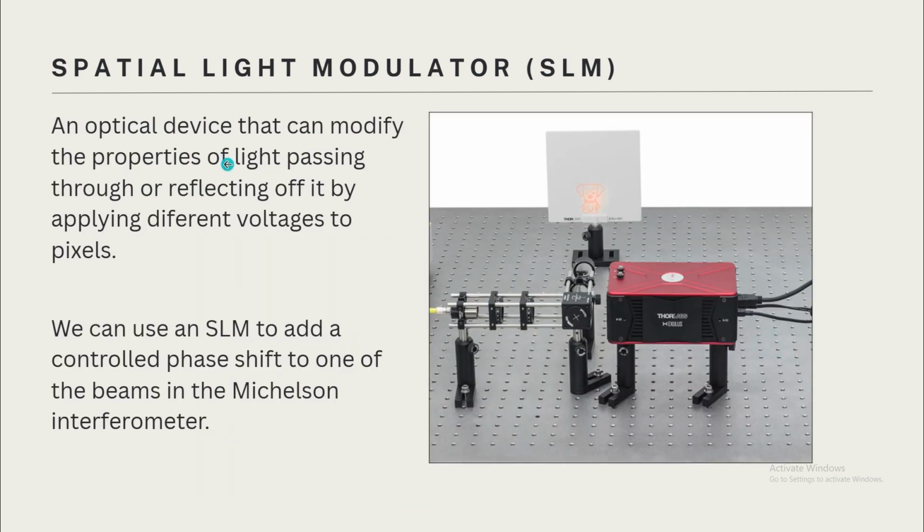Next, we move on to the spatial light modulator, or the SLM, which is what we use to create a phase shift in one of the beams.